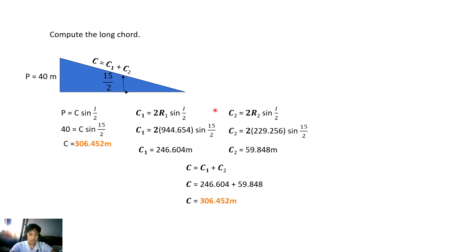Then, sa C2 naman, 2R2 times sine I over 2. So, substitute natin yung R2. So, 2 times 229.256 times sine 15 over 2. And we'll get 59.848 meters. So, pag pinag-add natin yung dalawa, which is yung C1 plus yung C2, we'll get 306.452 meters. So, same lang ulit sila.